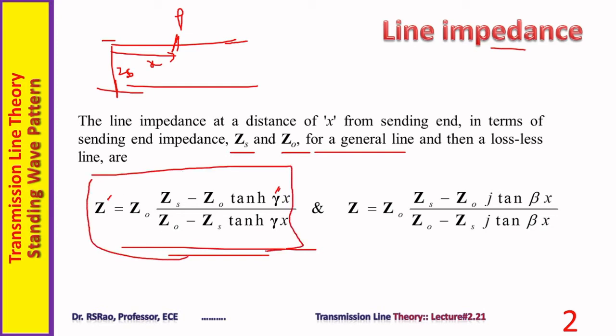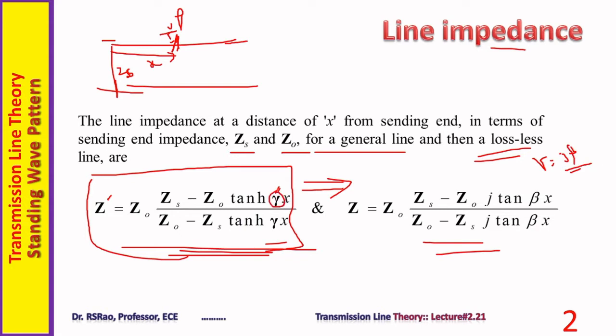This relation can be obtained very easily by dividing voltage at P by current at point P. We have expressions for voltage at P and for current at P. Dividing V by I gives you Z. A little bit of manipulation gives us this particular expression. This expression transforms into the second one for a lossless line. In case of a lossless line, gamma becomes equal to j beta.